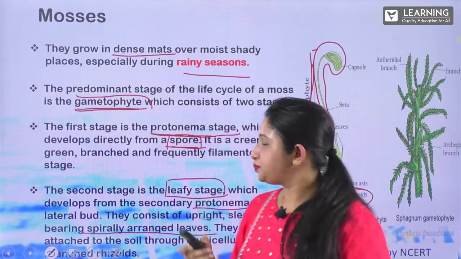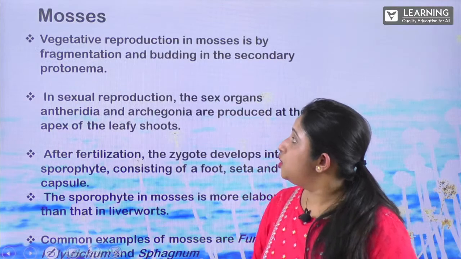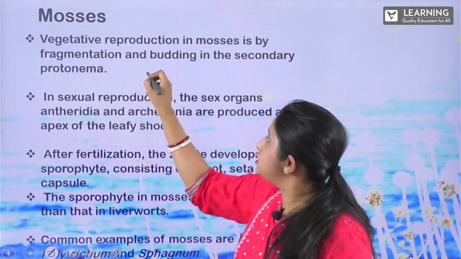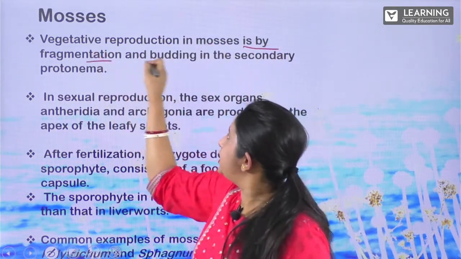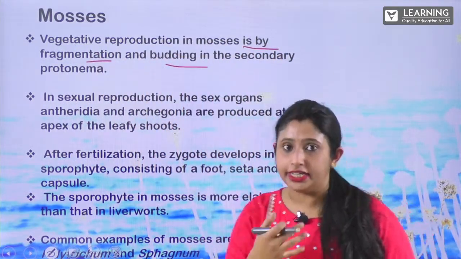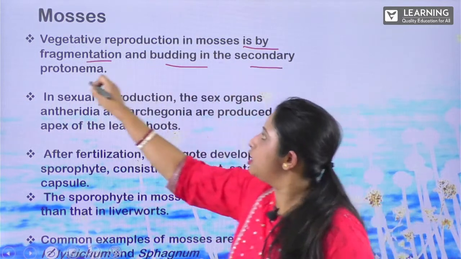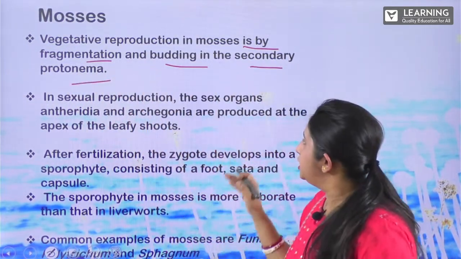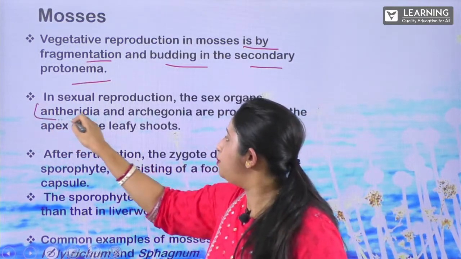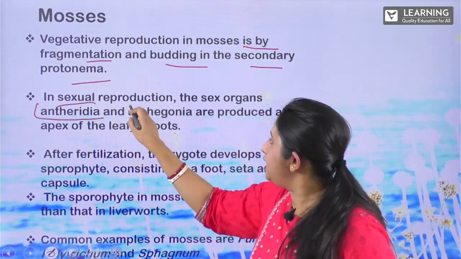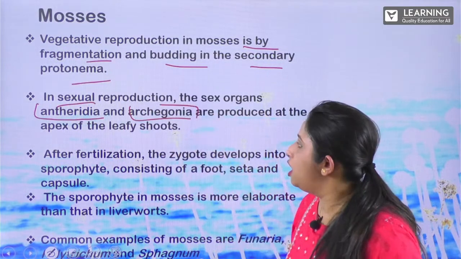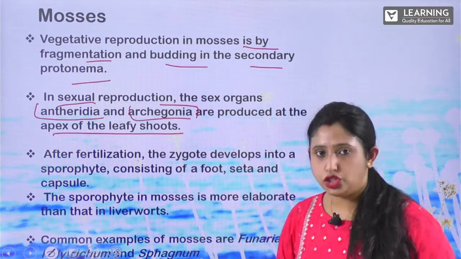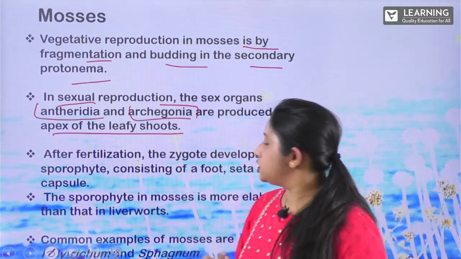Is that clear? Yes. Vegetative reproduction, which I have already mentioned, is by fragmentation, and also by budding in the secondary protonema. And how is the sexual reproduction? Sexual reproduction is with the help of antheridia and archegonia, which are produced at the apex of the leafy shoots. So after fertilization, what happens?